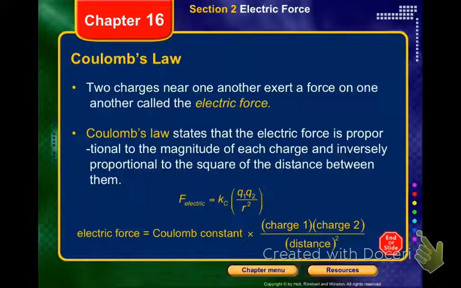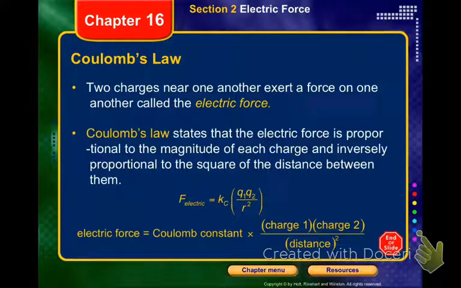Guys, this is Chapter 16, Section 2. We've already covered the first section, and the first section dealt with electric charge, and now we're going to move on and apply this, talking about electric forces. And the first thing we're going to look at is Coulomb's law. Two charges near one another exert a force on each other. This is called an electric force.